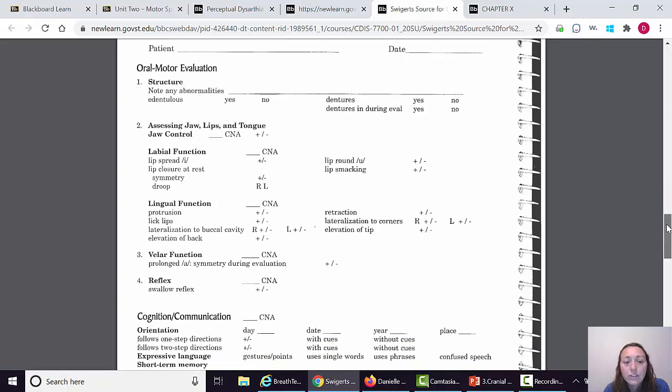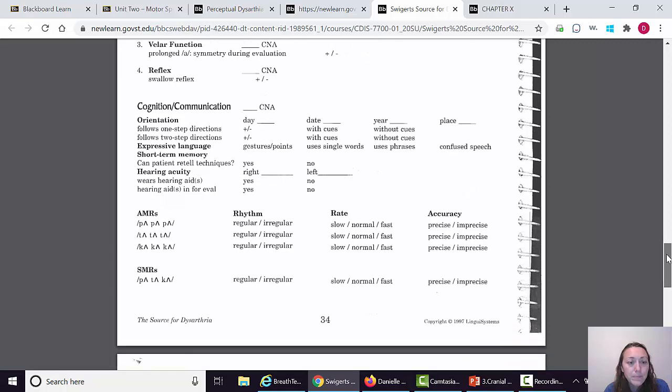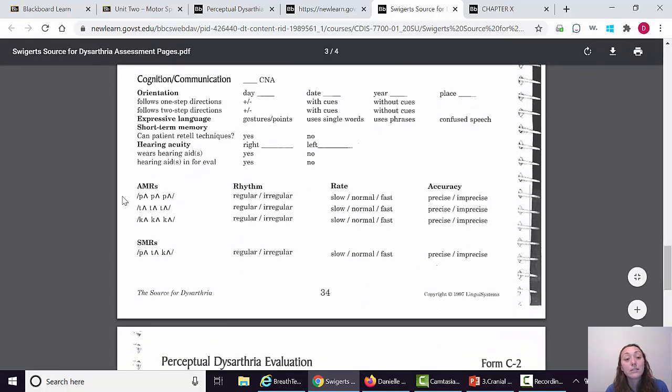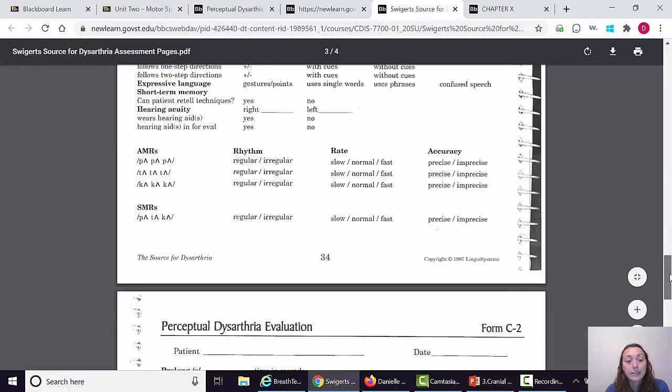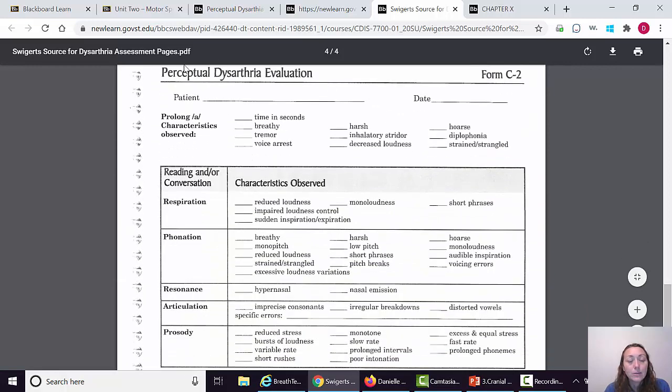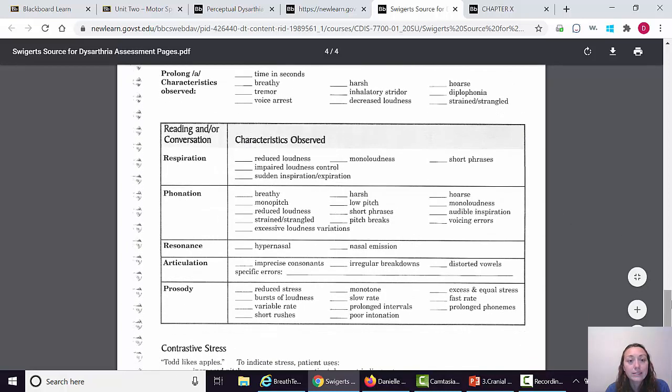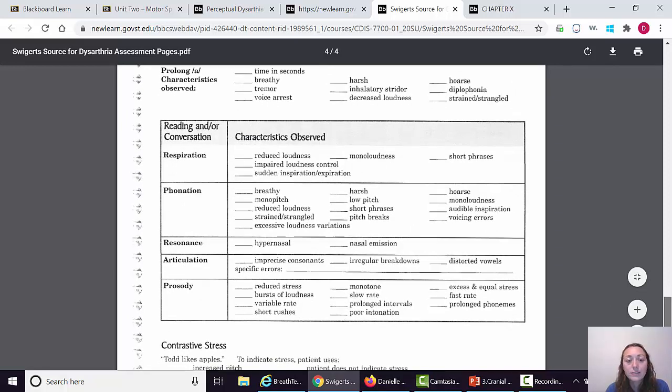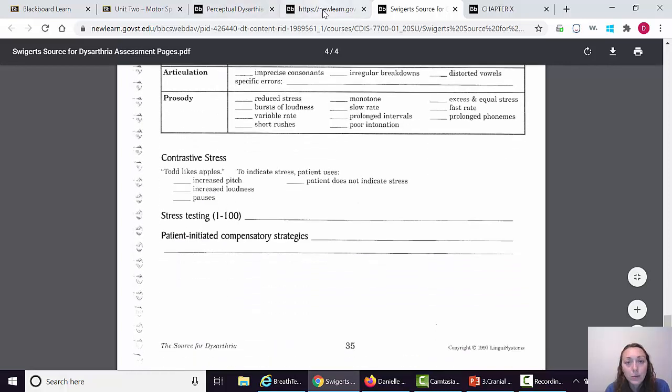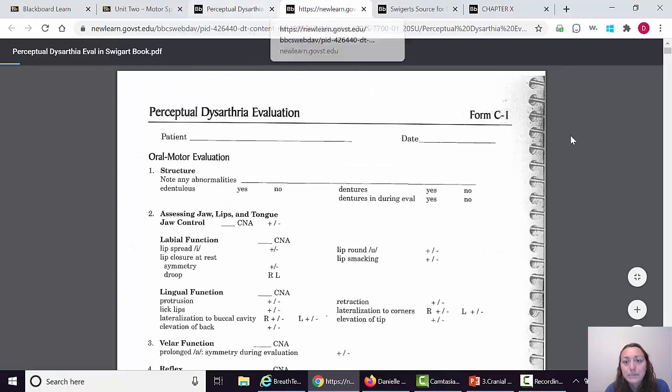It does a very basic oral motor evaluation, again, not perfect or comprehensive. It looks at orientation, has a nice way of looking at AMRs and SMRs, things we've talked about. I like that it has some other things, looking very, very basically at any concerns with memory, hearing loss. Prolonged check yes or no. Are there concerns with some of these vocal characteristics? It looks at respiration, and domain areas during conversation or reading tasks: respiration deficits, phonation, resonance, articulation, prosody, and it has contrastive stress. Fine, but this is what I really wanted to show you, the 30-page document.